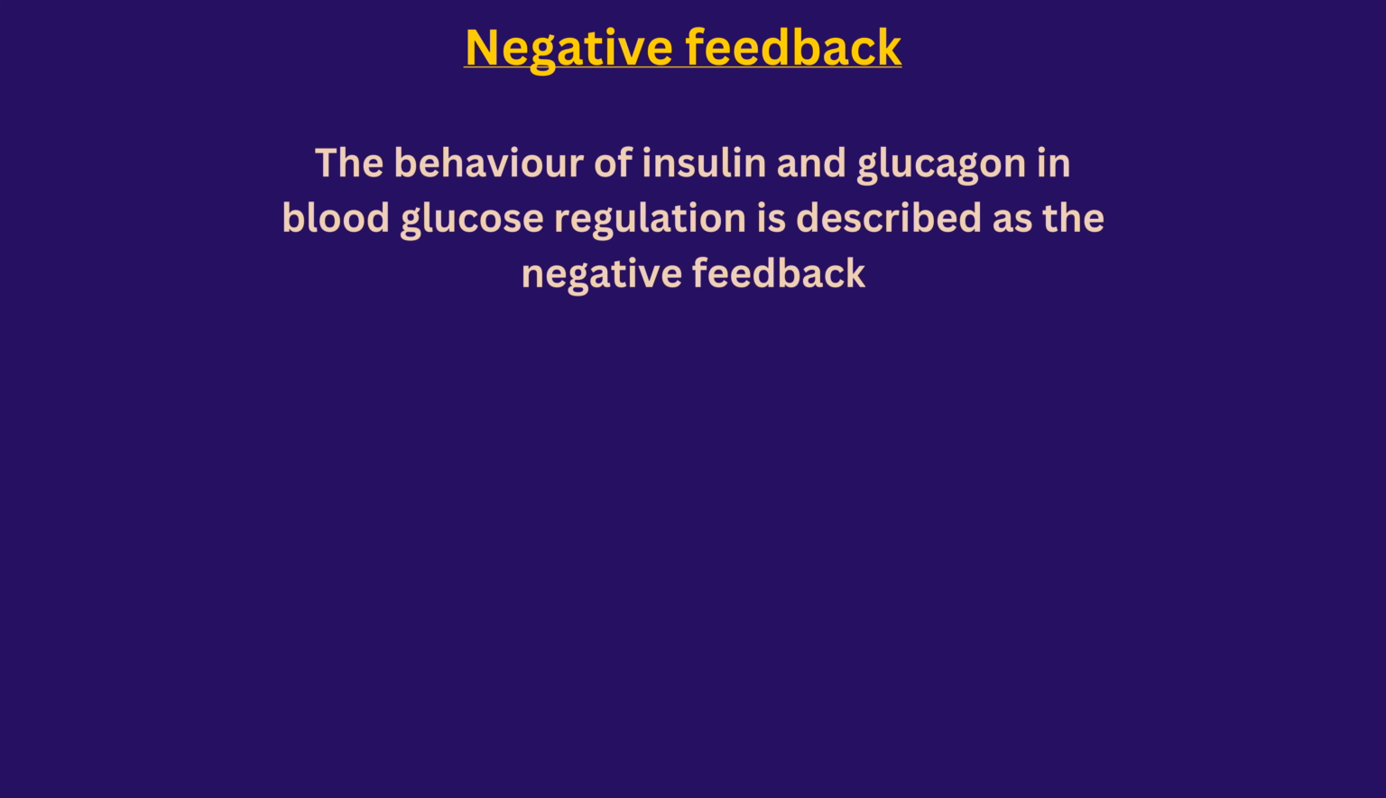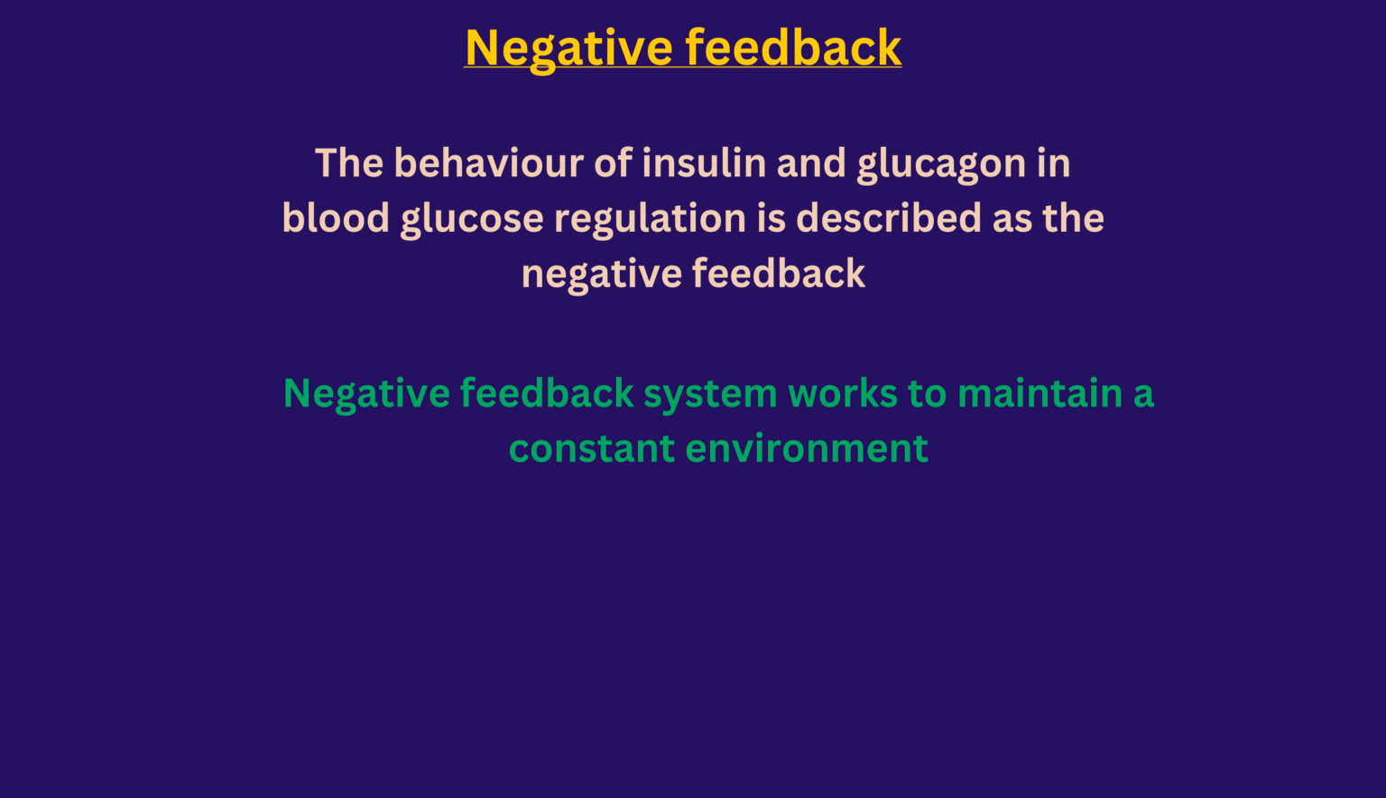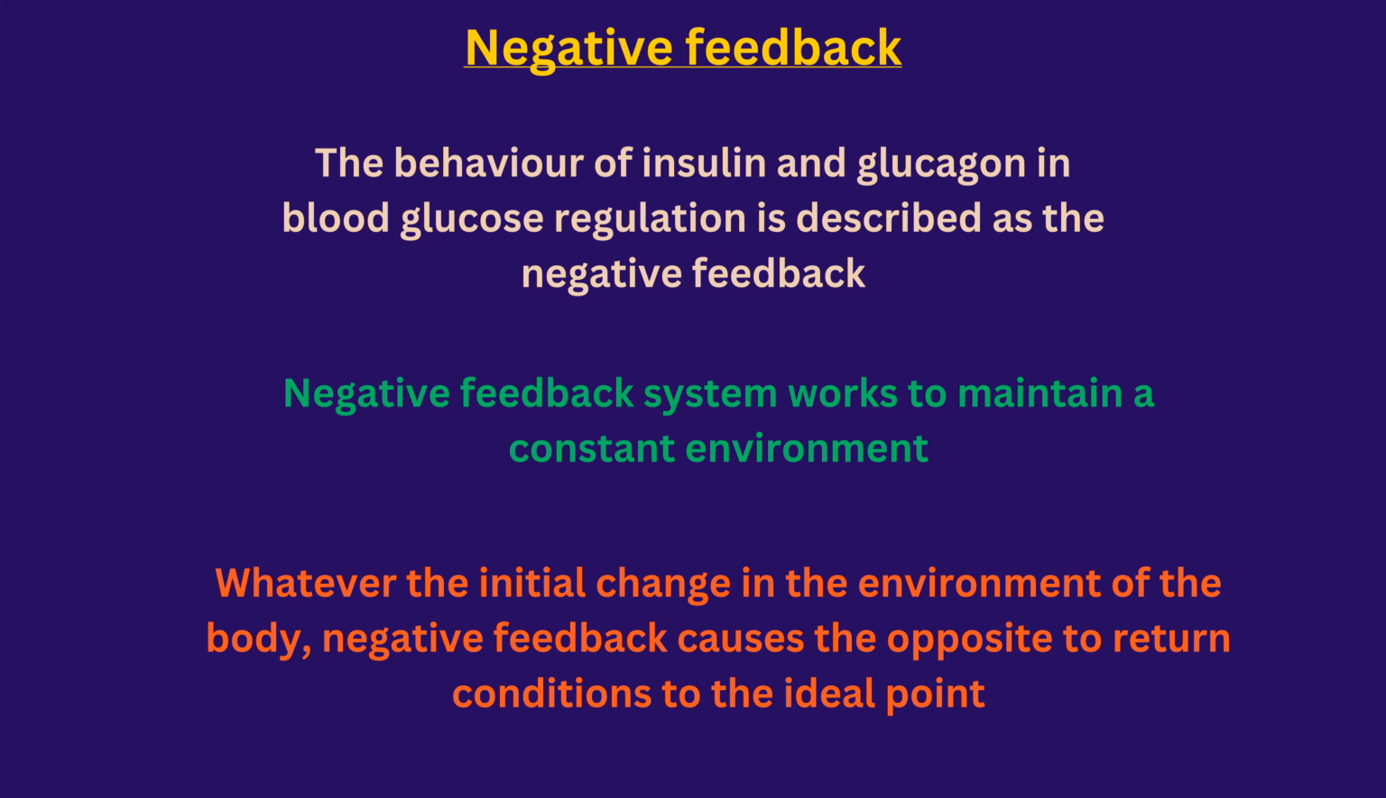Let us now look at negative feedback. The behavior of insulin and glucagon in the blood glucose regulation is described as negative feedback. A negative feedback system works to maintain a constant environment. So whatever the initial change in the environment of the body, negative feedback causes the opposite to return the conditions to the ideal point.